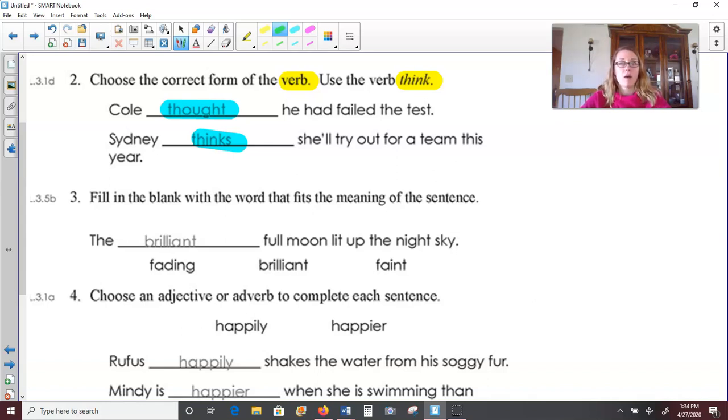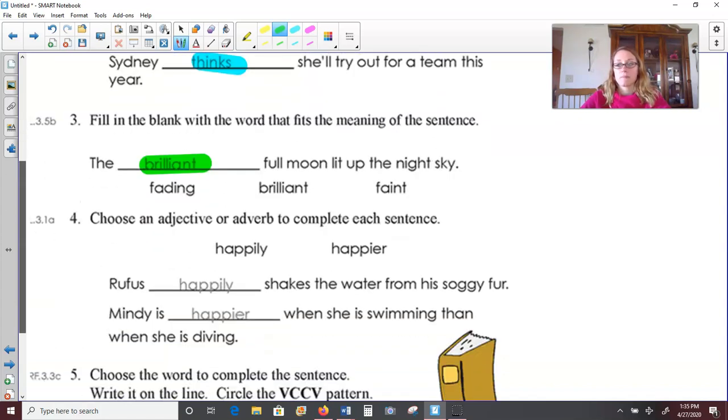Faint can have a couple different meanings. It can mean when you pass out, or when you're scared and you faint, or it can mean lighter. If it's real faint, it's not very bright. So I'm thinking no for faint, but brilliant. The brilliant full moon lit up the night sky.